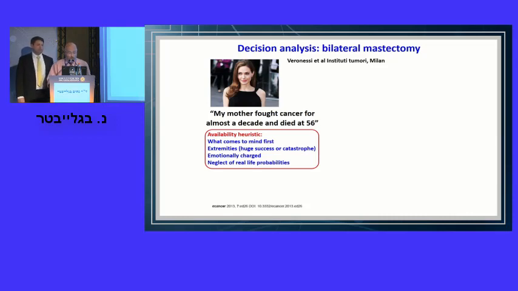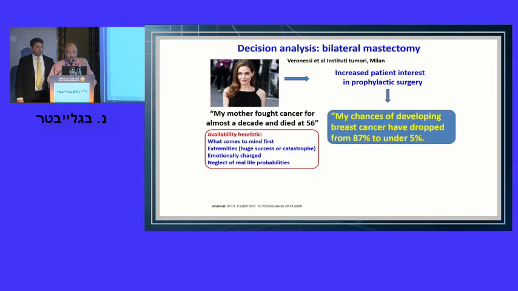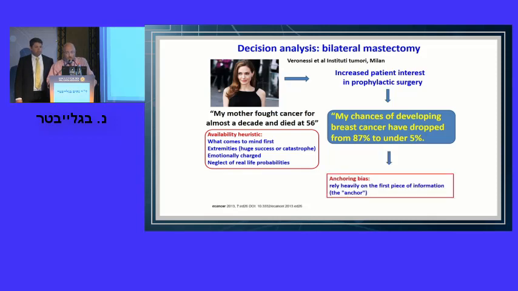Again, availability heuristic. What comes to mind? My mother, extremities, she died. It is something emotionally charged. And if it's emotionally charged, this will affect my judgment. Now, of course, it causes an increase in patient interest in prophylactic surgery. And then she says, my chances of developing breast cancer have dropped from 87 to under 5%.